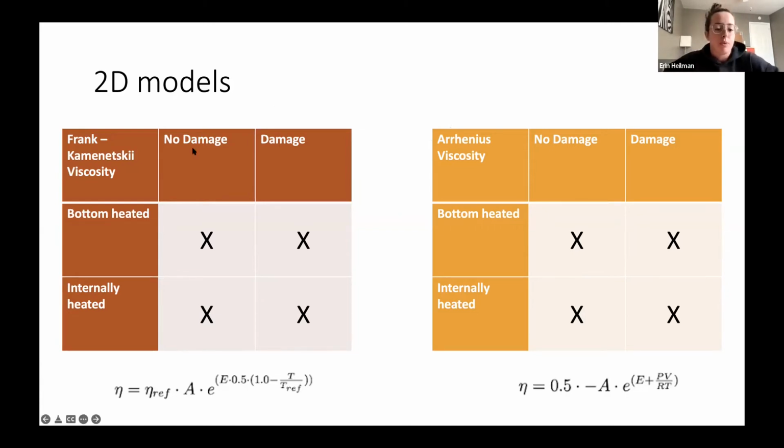We ran a suite of different models, also using two types of heating. We had both bottom heated and internally heated models. Ideally, the Earth is some mixture of the two of these, but these are simpler end members that we could use to see what the differences were. We ran each with damage and without damage to also see what the differences were.